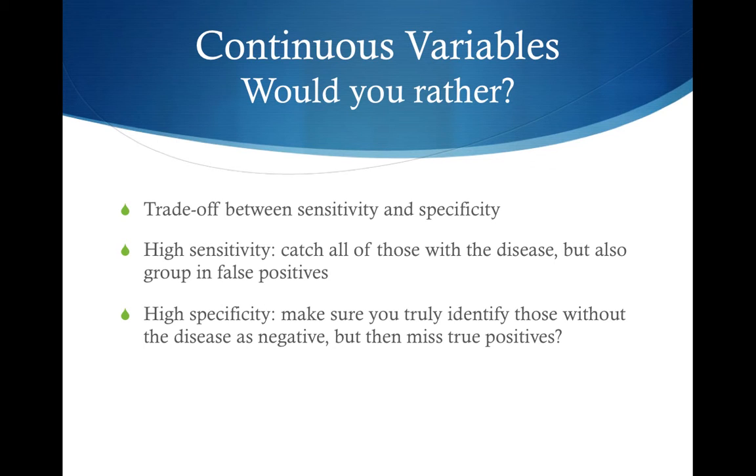You can have a high sensitivity and catch all of those individuals with the disease, but you're also going to group in a lot of false positives. Whereas high specificity, you're going to make sure that you truly are identifying those without the disease as negative, but then you're missing some true positives. So where is it that you would rather fall?